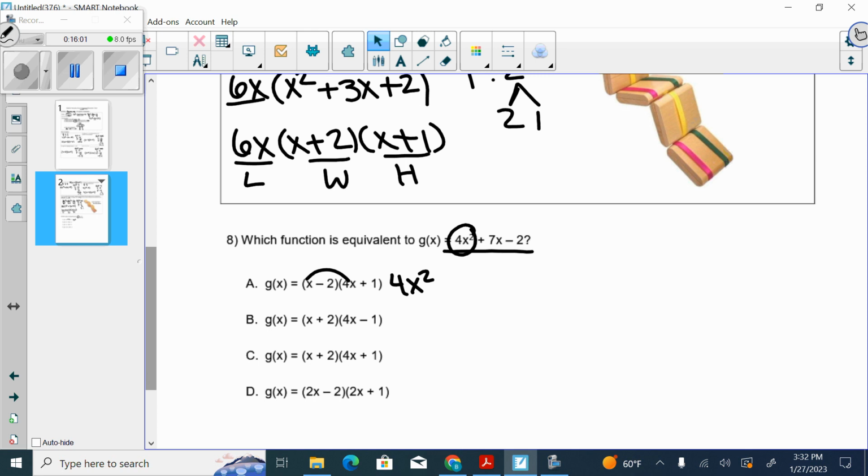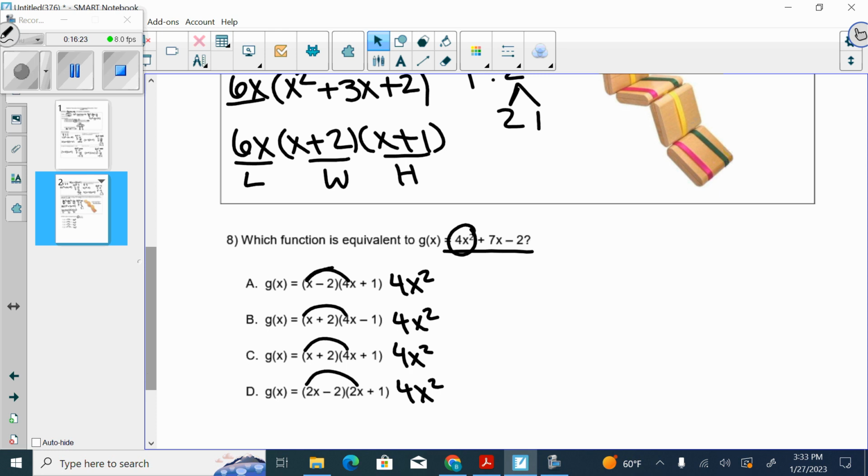Let's check the next one. What's x times 4x again? 4x squared. Here we've got, again, x times 4x, so 4x squared. Here we've got 2x times 2x, which is also 4x squared. Okay. All right. So now we move on to the middle terms.